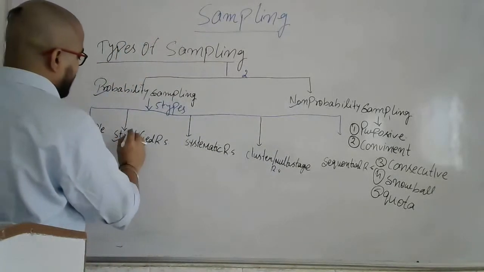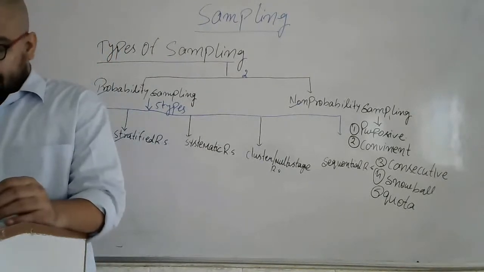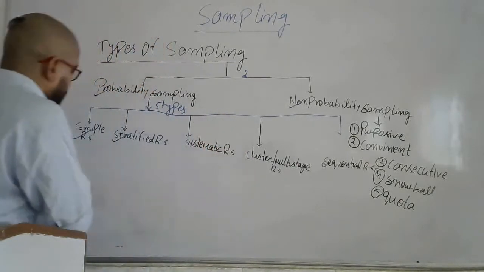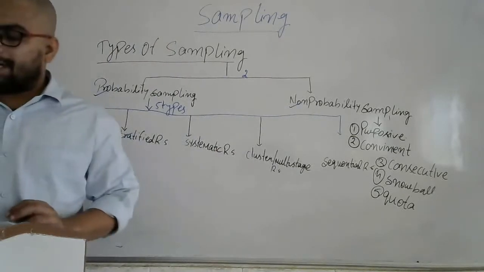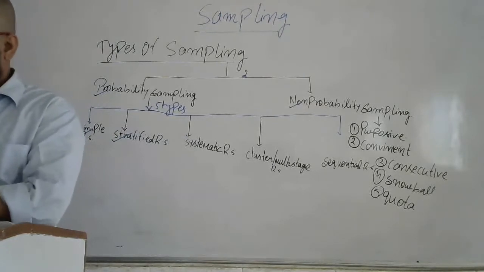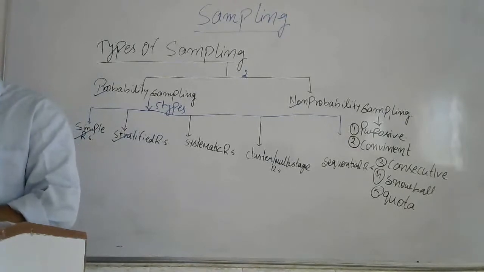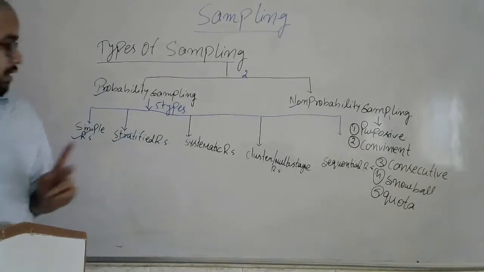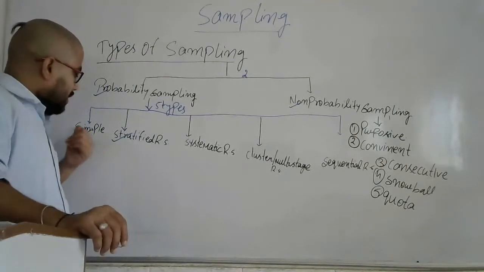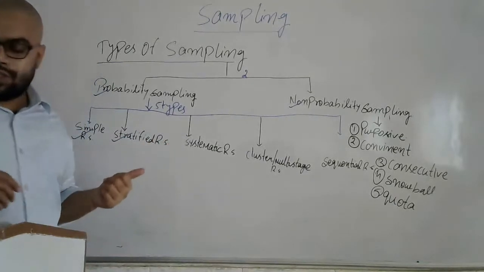Second one is the stratified random sampling. Stratified random sampling is used for a heterogeneous population. Two things are here. Simple random sampling is used for a homogeneous group, and stratified random sampling is used for a heterogeneous group. First one is simple random sampling, which is used for a homogeneous group. Stratified random sampling is used for a heterogeneous group.